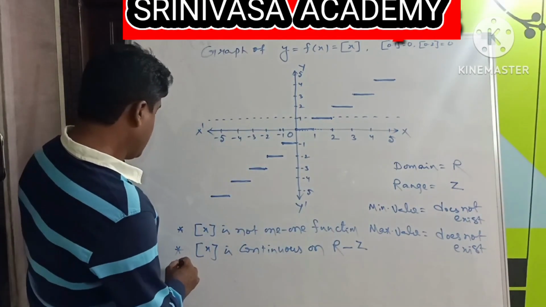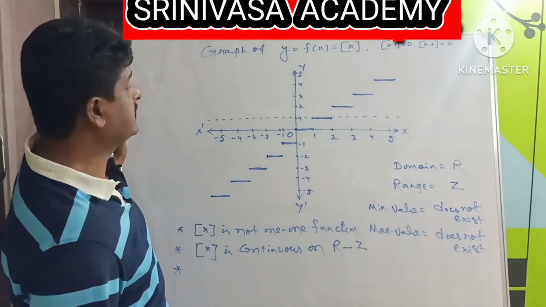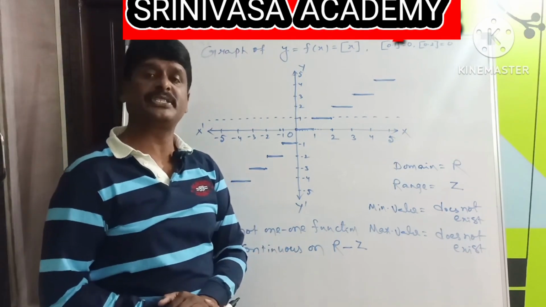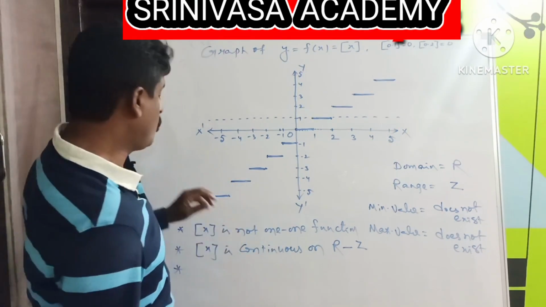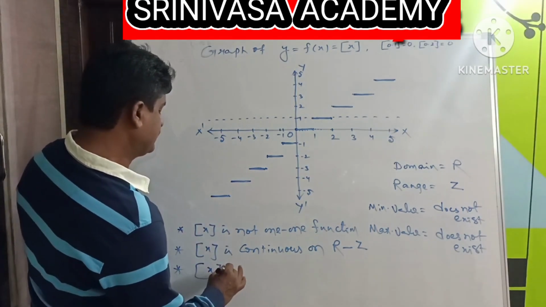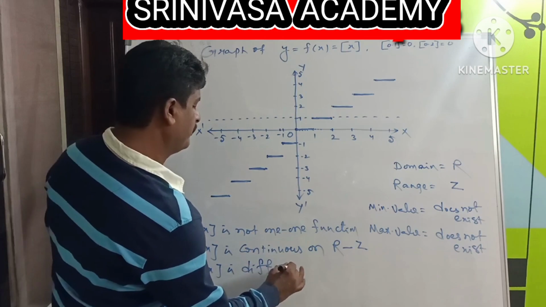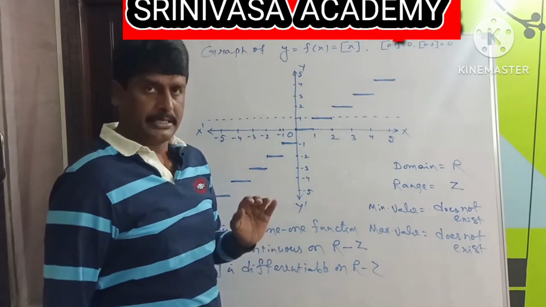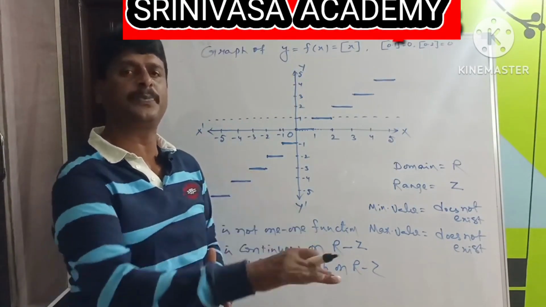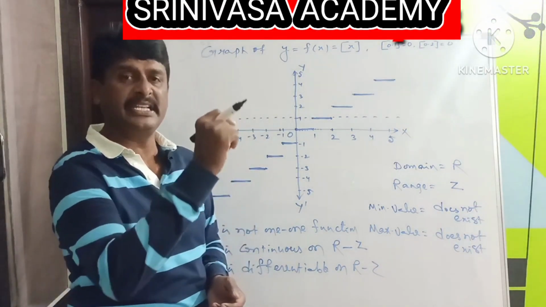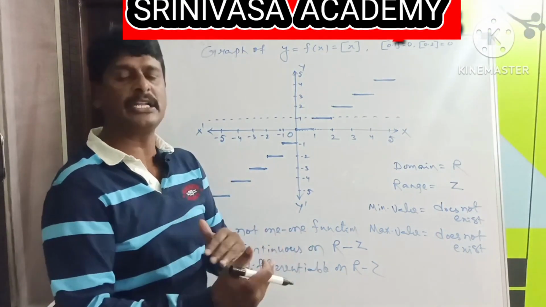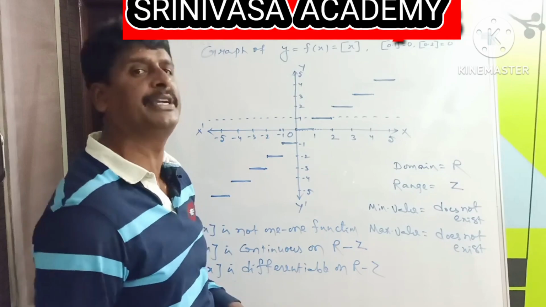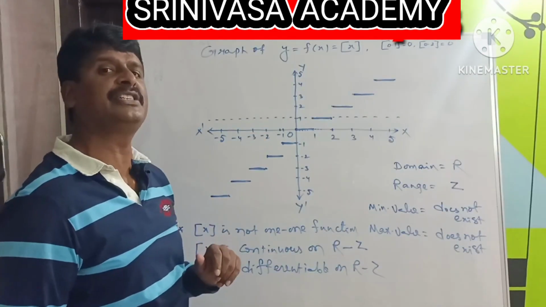Okay. Next, again what are we checking? Step x differentiability nature. Wherever the function is discontinuous, at those points it is not differentiable. So that's why step x is also not differentiable there. See, differentiability: wherever the function is discontinuous, at those points it is not differentiable. Where the function has sharp edges, there also it is not differentiable. So here the function is discontinuous at integer points. Those integer points are non-differentiable points.